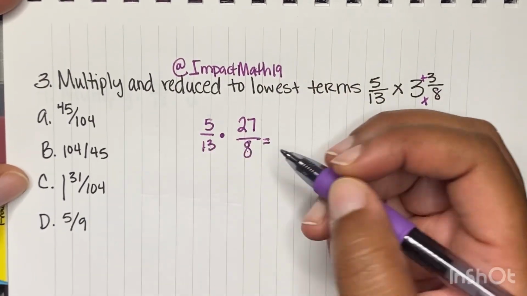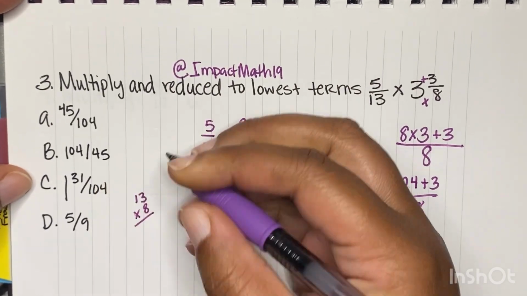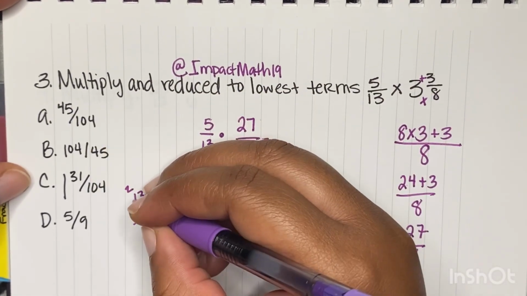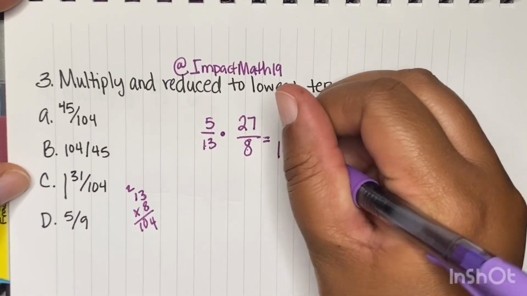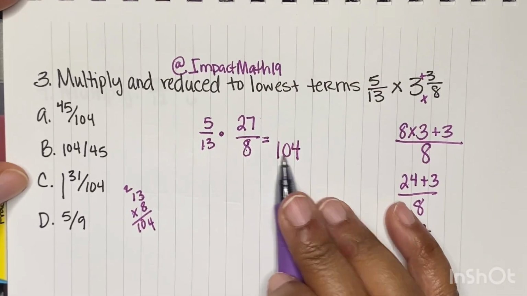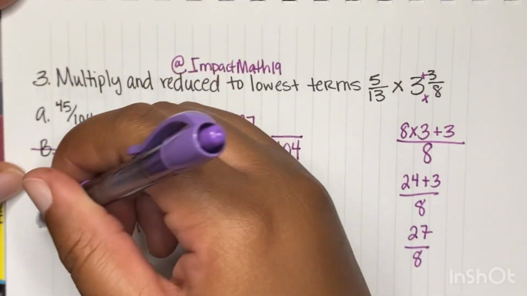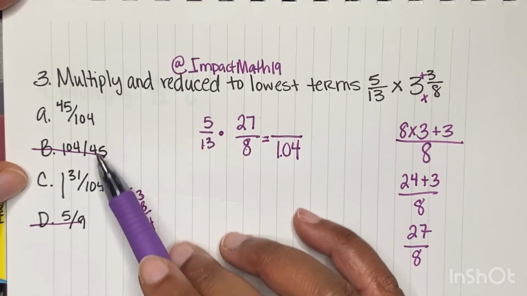So 13 times 8. So we're going to bring 13 times 8. 8 times 3 is 24. Carry the 2. And then 8 times 1 is 8 plus 2 is 10. So 104. Okay, so now by me knowing that's the denominator, I can cancel out B and D because 104 has to be on the bottom.